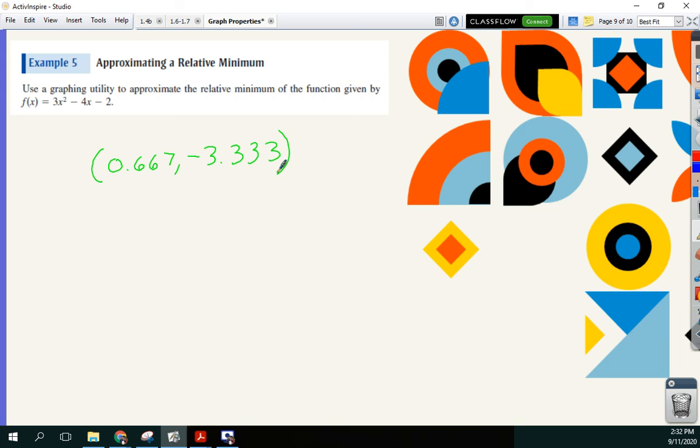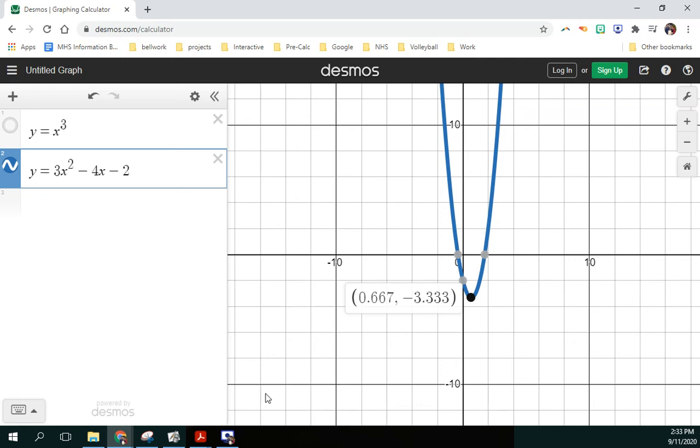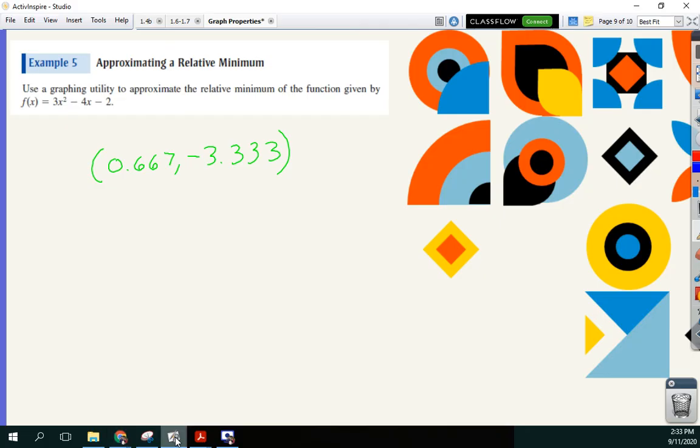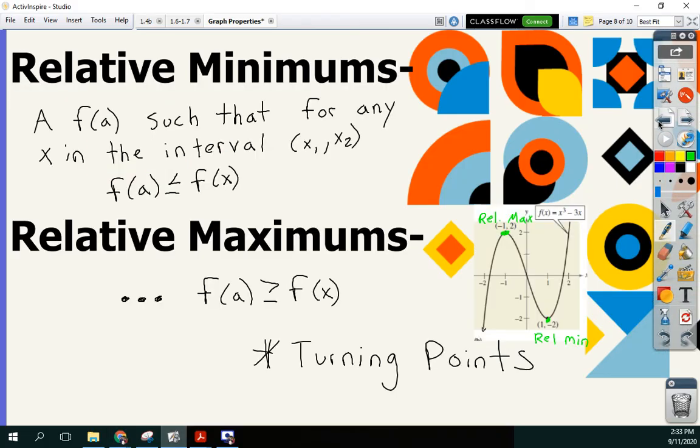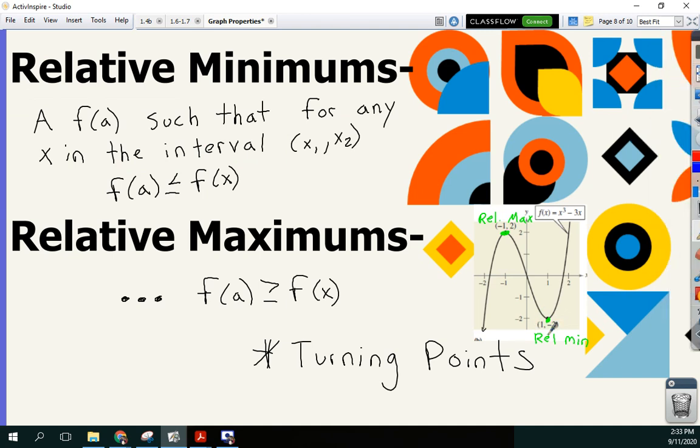Now, if I asked you for the absolute max or the absolute min, I'm asking for the overall smallest or largest. And for that graph in particular, we would not have an absolute max, because notice it goes on forever. And in this case, our relative min would also be our absolute min, because it's the smallest point overall. However, on the last one that we looked at, this here at 1, negative 2 would be our relative min, but it could not be our absolute min, because this part of the graph continues on forever.